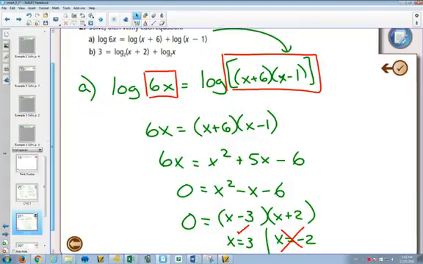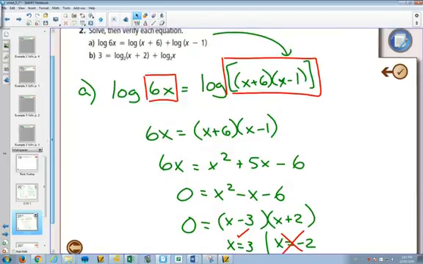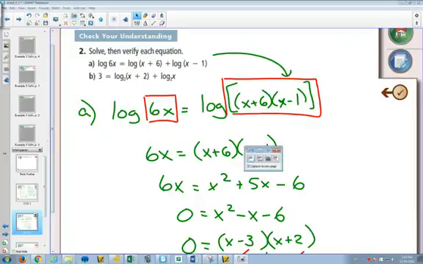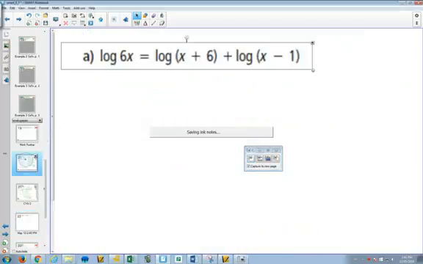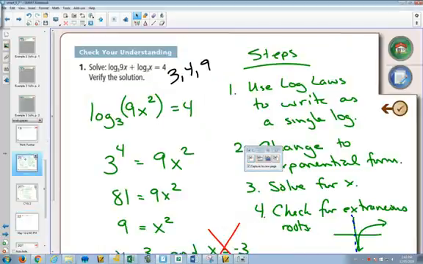So, back to this question. We used a shortcut in this one because we got log of something equals log of something else. What would it look like to do part A without that? If we were just trying to solve part A using the steps that we did before, and a reminder, those steps were use our log laws to write as a single logarithm.